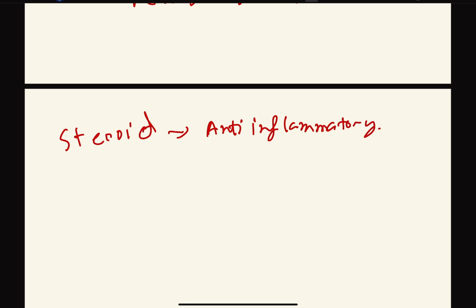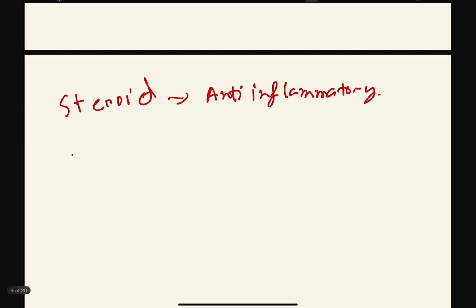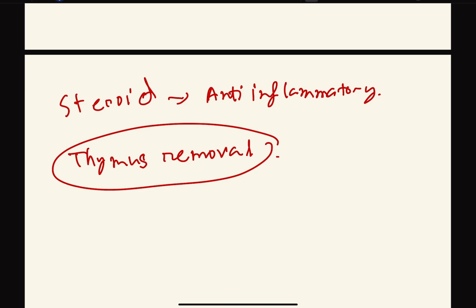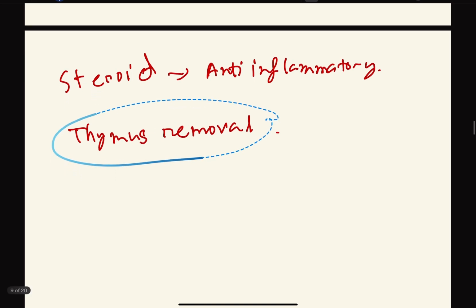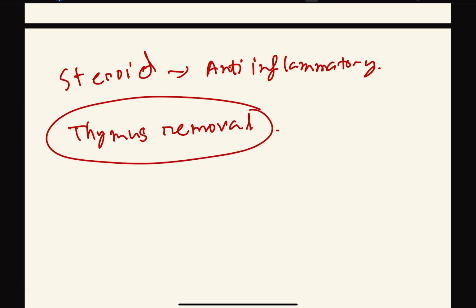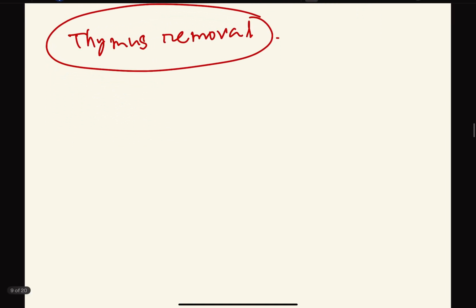In myasthenia gravis, we also use a steroid, because it's an autoimmune disorder and there is increased inflammation. So we use a steroid as an anti-inflammatory drug. And there is thymus removal. Surgical removal of the thymus can be done because the autoantibodies are produced in the thymus gland, so thymus removal can be done in myasthenia gravis.